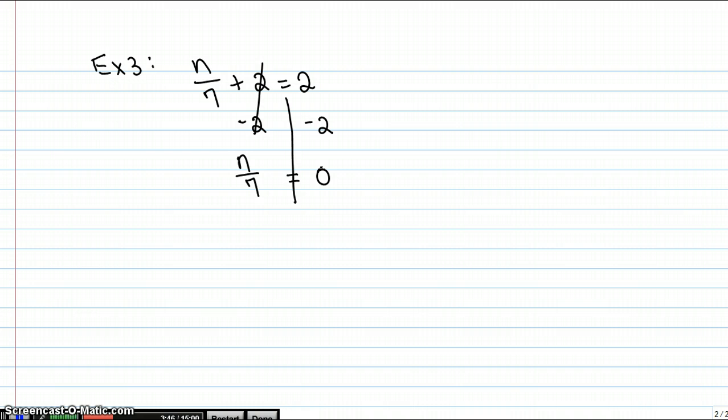Finally, if I have n divided by 7 and I wish to undo that, I would multiply by 7 on both sides, leaving me with n, and that would then equal 0 times 7, which is 0. Yes, ladies and gentlemen, the answer can be 0.